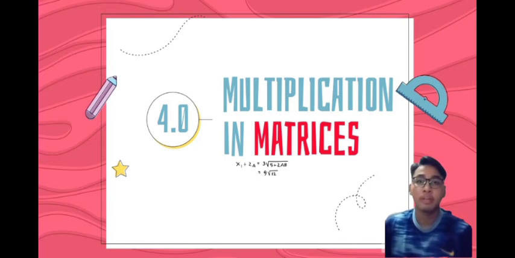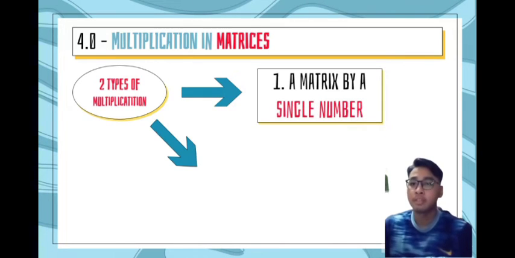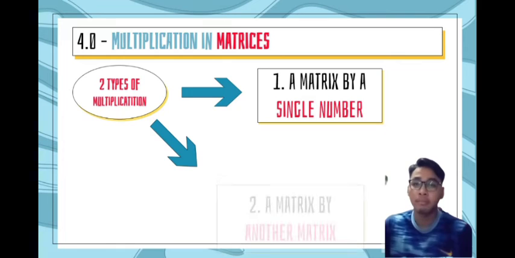Hi, my name is Muhammad Haikal. Now we are going to chapter 4, multiplication in matrix. Multiplication has two types. First, we have a matrix by a single number. Second, we have a matrix by another matrix.